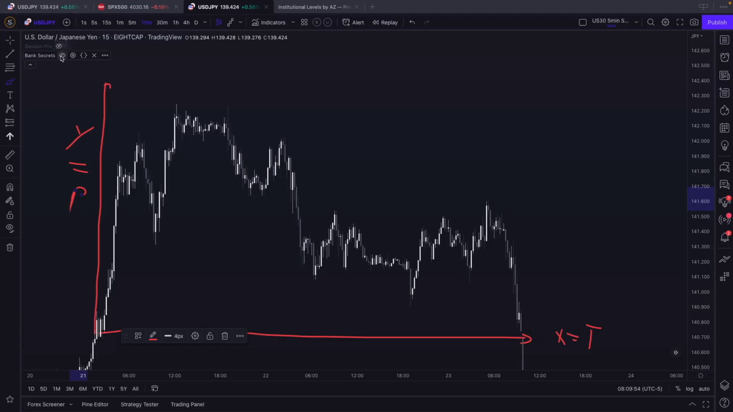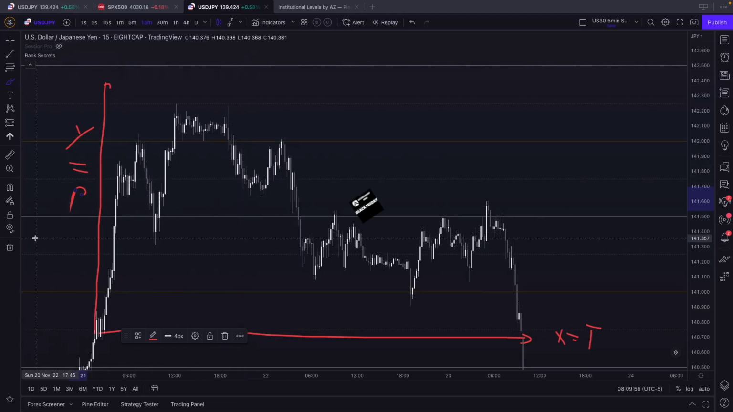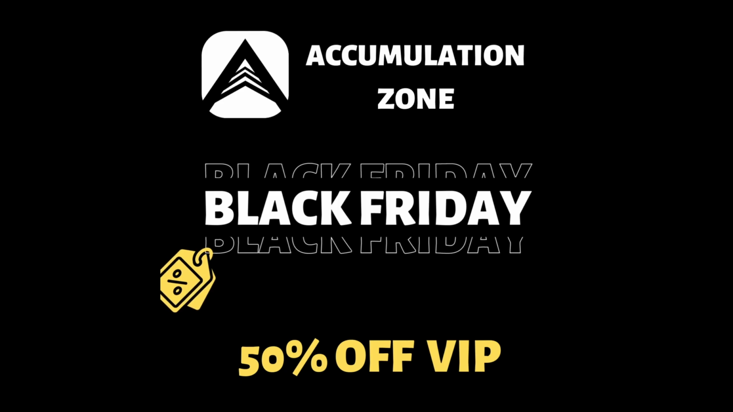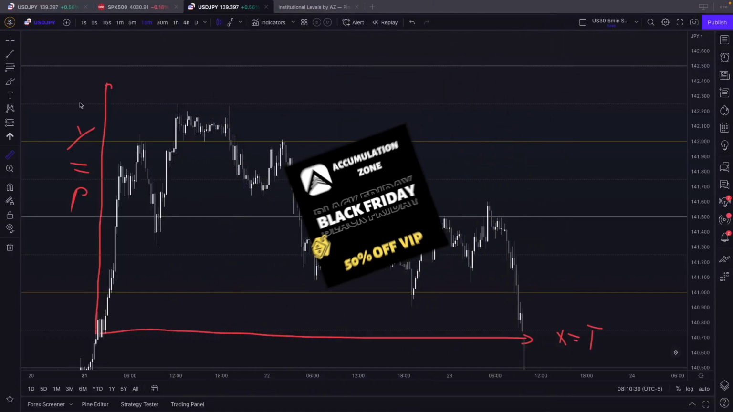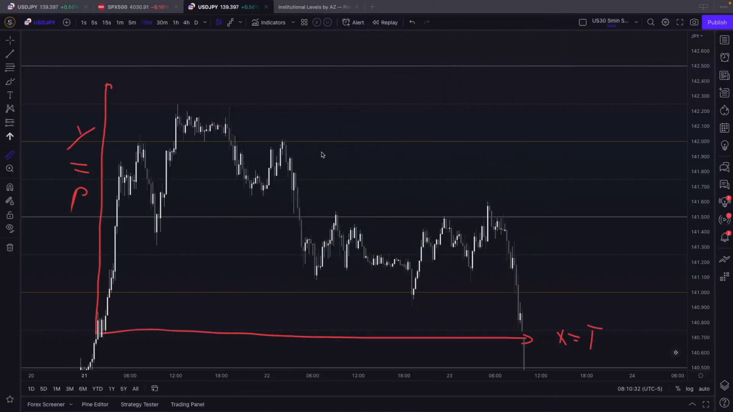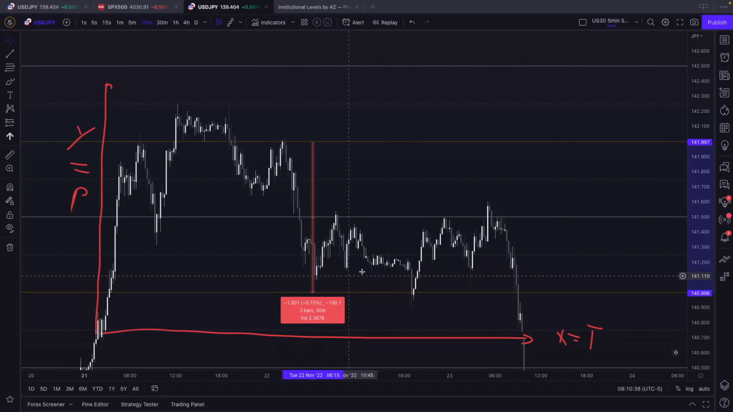Let's make it quick and simple. We turn on the Bank Secrets indicator. So let's start. What are the basics of this indicator? The basics of this indicator is that from an orange line to the next orange line, it's always a 100 pip range.